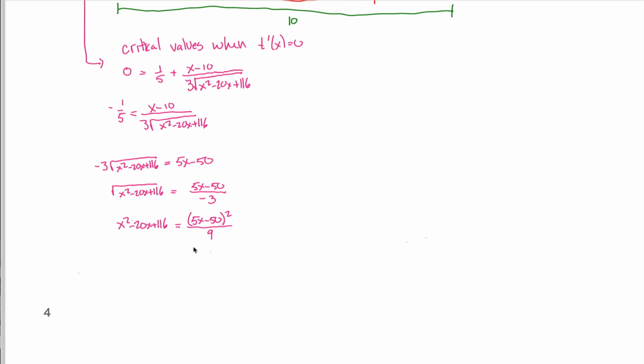What I now have is a quadratic equation that I need to solve. Generally, the way you want to solve quadratics is set it equal to 0 and kind of hope that it factors. Let's see what happens. If I multiply both sides by 9, I get 9x squared minus 180x plus whatever 9 times 116 is.